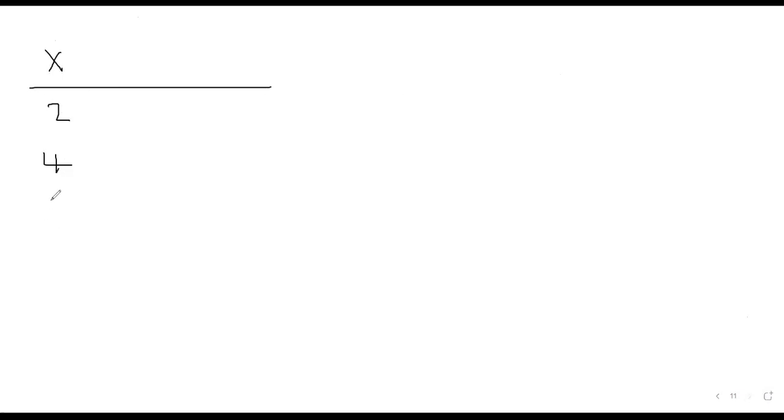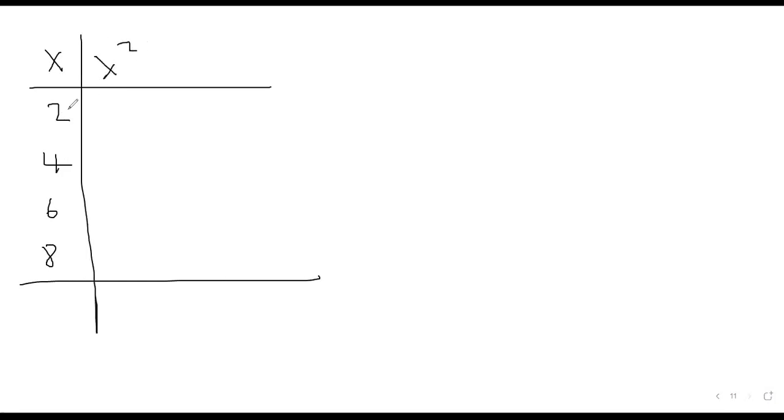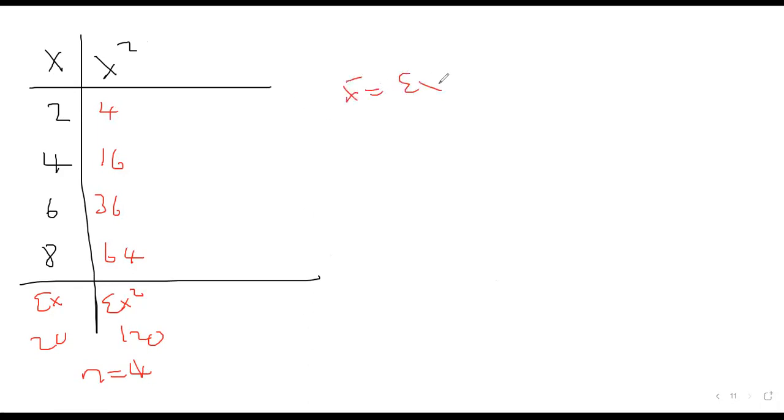So when you're given values like 2, 4, 6, 8, and you square these, we get the squares as 4, 16, 36, and 64. So you add them: summation of x squared. What's the total here? 20. And the total of the squares is 120. What is our n? 1, 2, 3, 4. So to find the mean, it's simply summation of x over n. So 20 divided by 4 gives you 5.